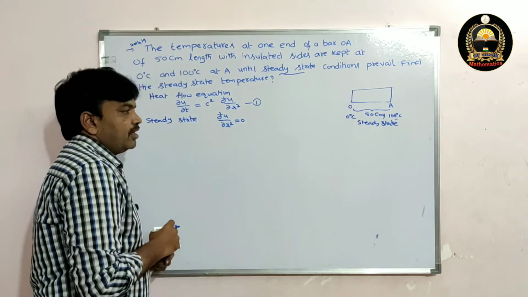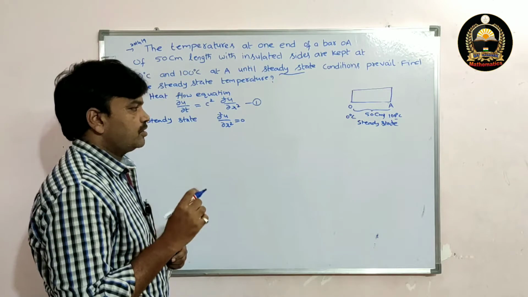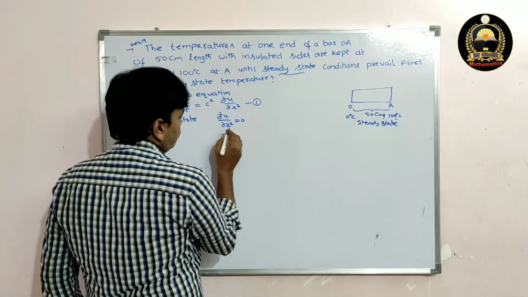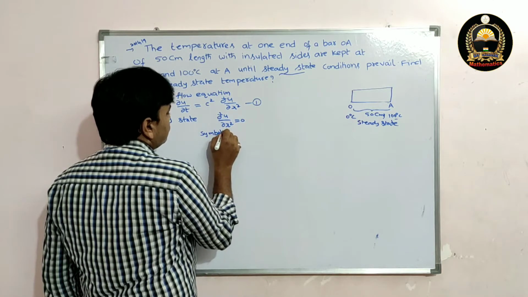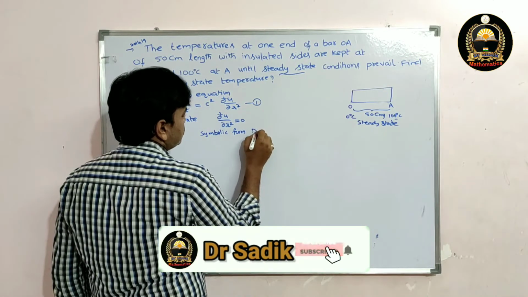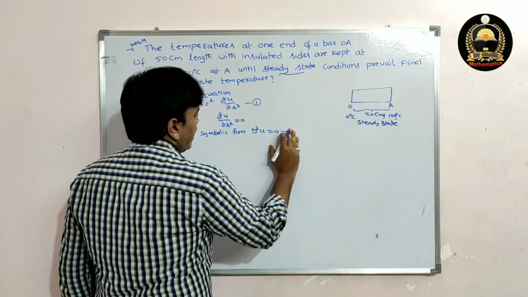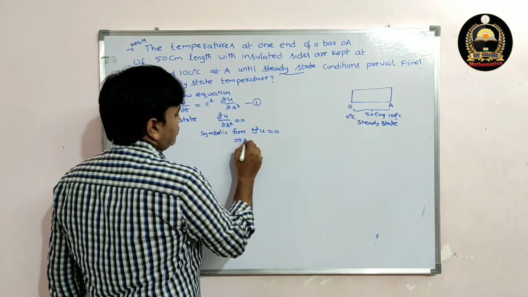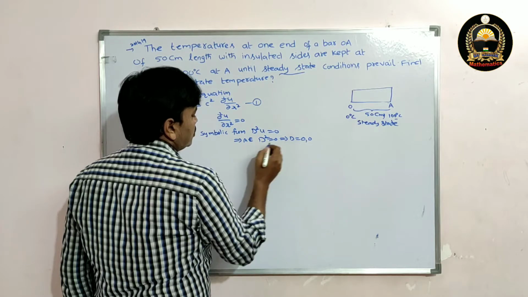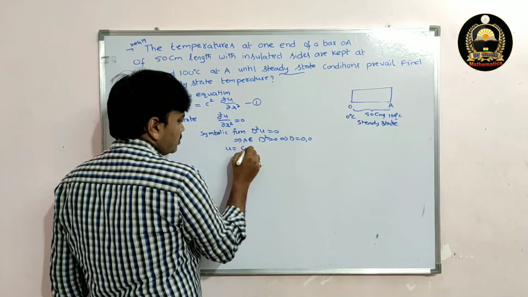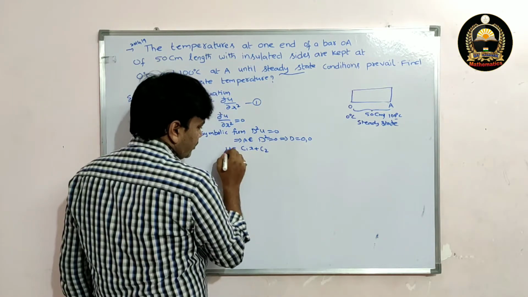If I solve and substitute the conditions, then we get the initial temperature. In symbolic form, D square u is equal to 0. That implies the auxiliary equation D square is equal to 0, so D is equal to 0, 0. So what is the complete solution? U is equal to C1x plus C2 into e power 0x. E power 0 means the value is 1.